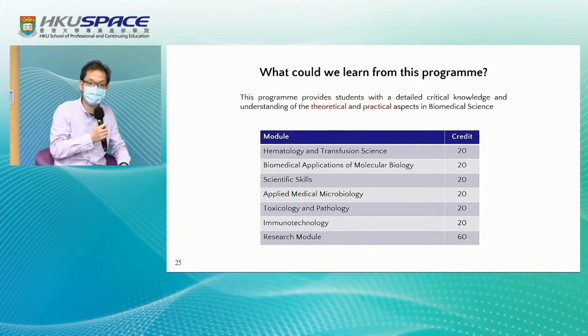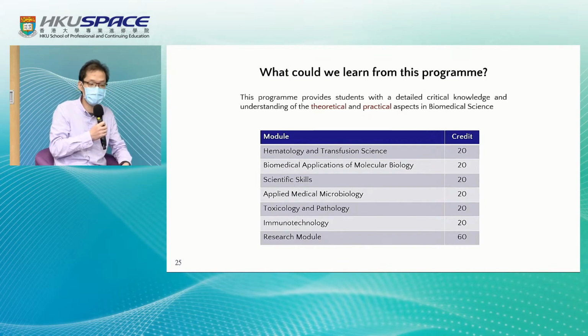Scientific skills is a special module. This module prepares you for the research project module. Well, I will talk about this a bit later after completing the other modules. We have applied medical biology. This module focuses on the study of microorganisms in biomedical science. And we have toxicology and pathology. So this, again, talks about disease, how disease happens, and how it affects human health.